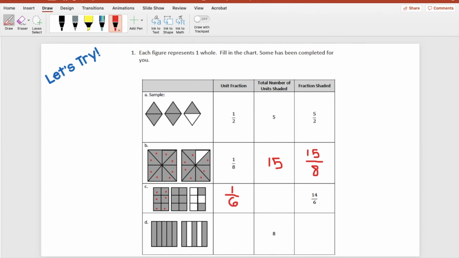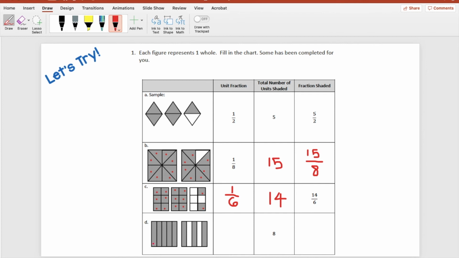And now let's count the number of gray pieces. I know I have 6 here, so I'm going to count on 7, 8, 9, 10, 11, 12, 13, 14. I have 14 pieces shaded, and my fraction is 14/6. Great job.